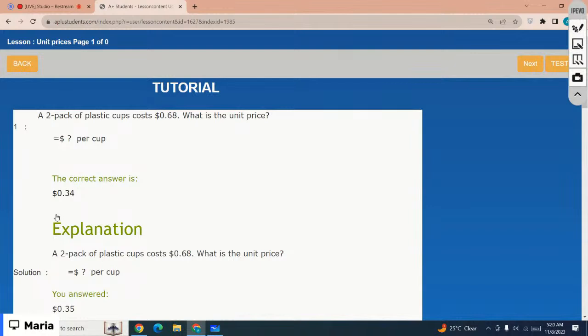Got it? So whenever you have to calculate the price of one thing, you have to divide the given cost by the number of items given, right? This way you will get the cost of one thing. Let's start with the test questions.